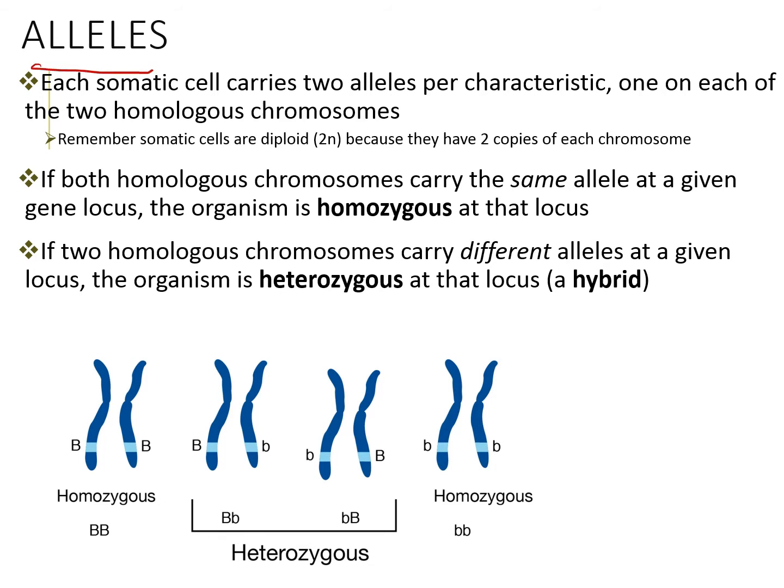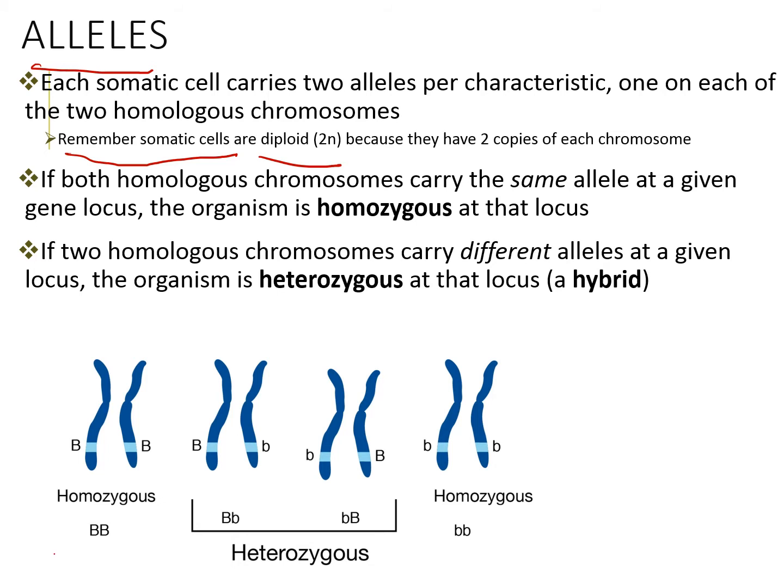So, speaking of alleles, each somatic cell carries two alleles per characteristic, one on each of the two homologous chromosomes. And that is because, remember, somatic cells are diploid, so they have two copies of every chromosome and also two copies of every gene. If both homologous chromosomes carry the same allele at a given gene locus, we say that that organism is homozygous at that locus. So they have two copies of the same allele.